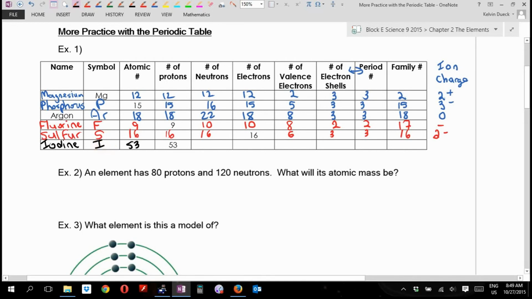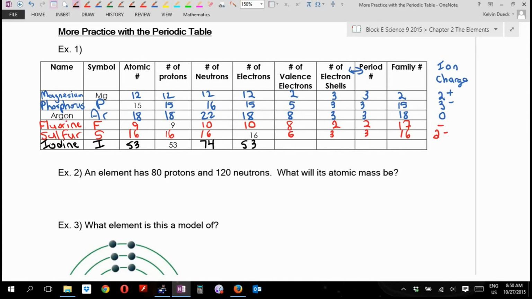How many neutrons? How would you calculate the number of neutrons? What take away what? 127 take away 50 is going to be 77, take away 3. Is it 74? Someone double check me. 74? How many electrons? 53. By the way, you'll notice now that we move further down, way more neutrons than protons. This is when you start to get radioactive and unstable and stuff like that.